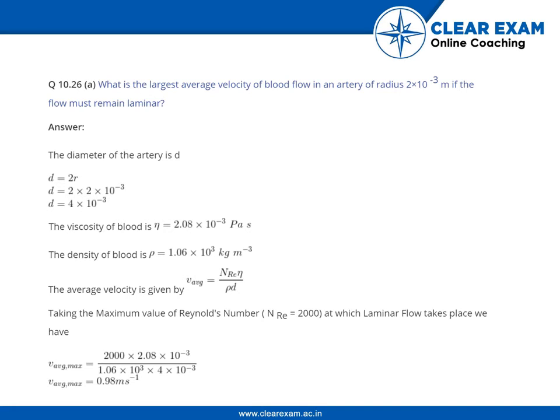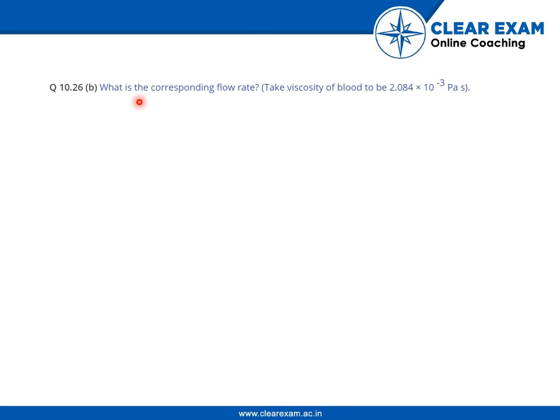per second. So what is the corresponding flow rate? Take viscosity of blood to be 2.084 × 10^-3 Pascal second. The volumetric flow rate is given as dV by dt, which is equal to V average times pi r square. Now if we put in these values, we get this to be equal to 1.235 × 10^-5 meter cube per second.